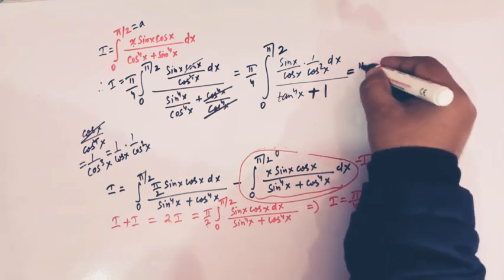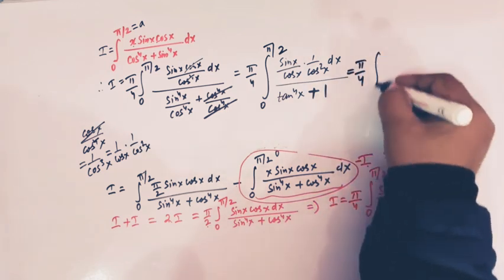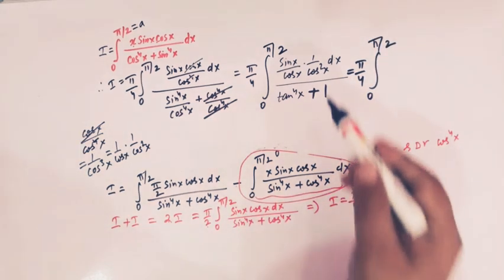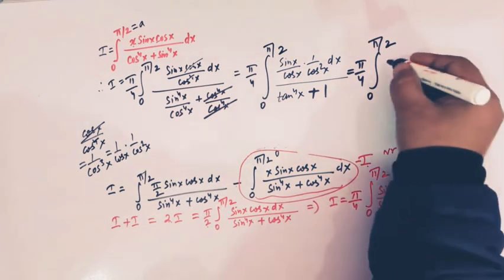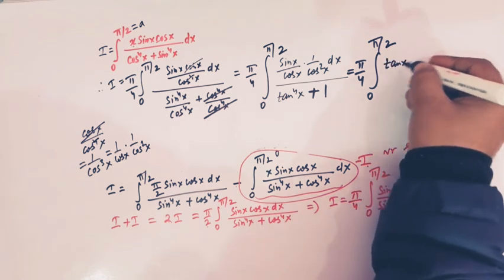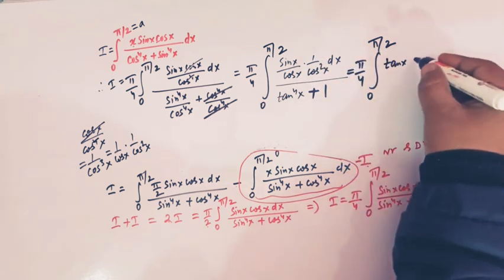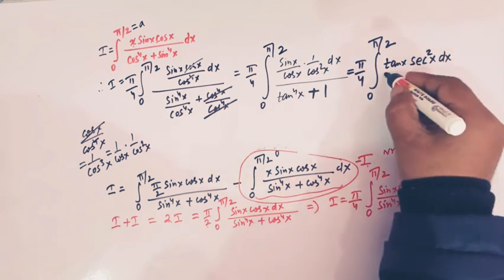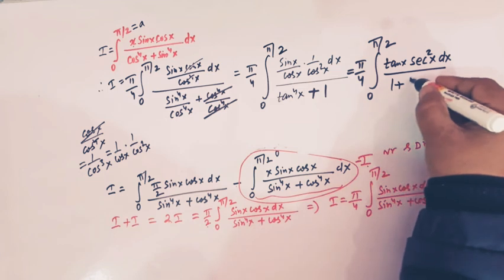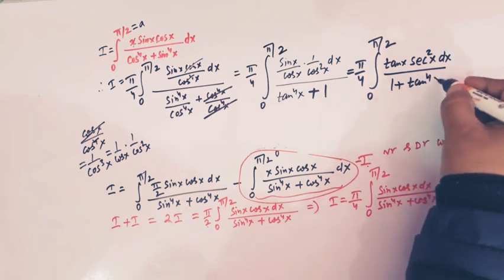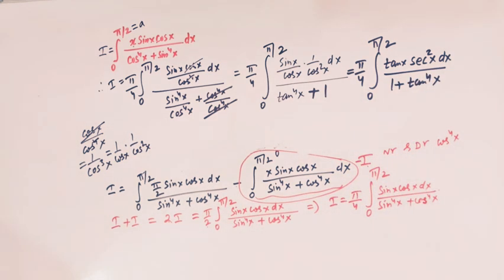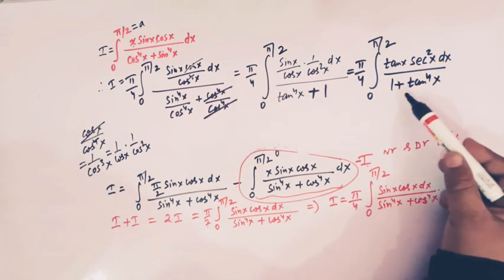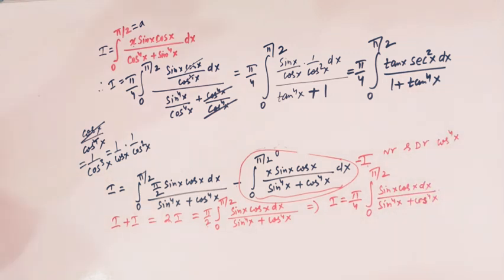So now here we have pi by 4, and then the integral from 0 to pi by 2, and sine x over cos x can be written as tan x, and 1 over cos square x is equal to sec square x, and here we have dx divided by 1 plus tan raised to 4x, right? Okay, so now at this point we can use the method of substitution.